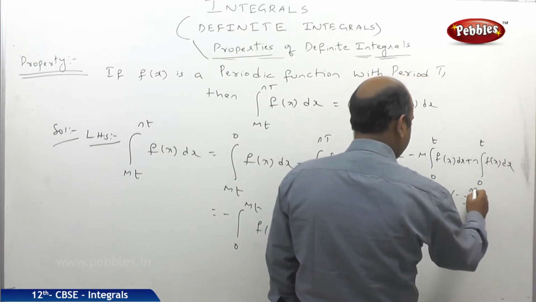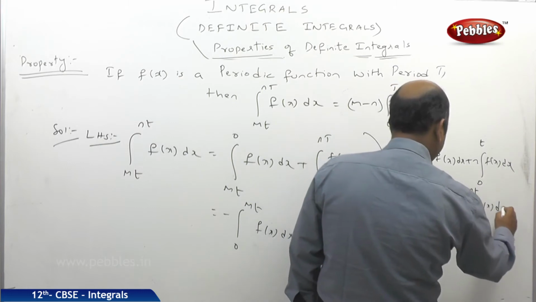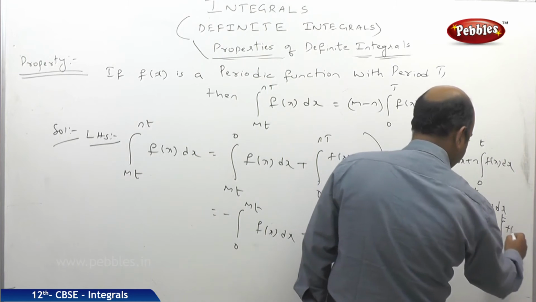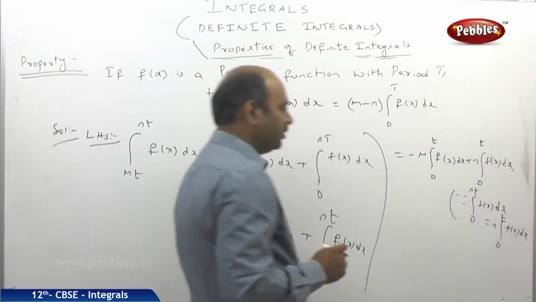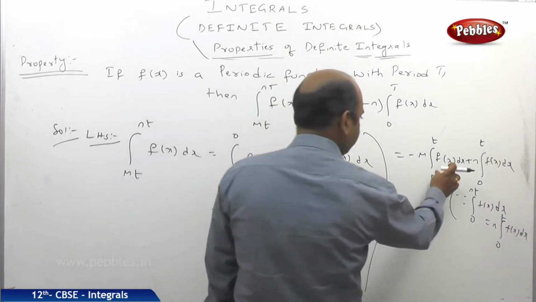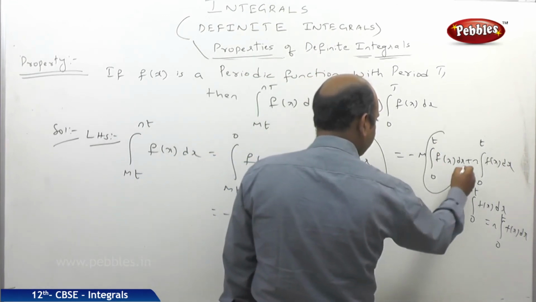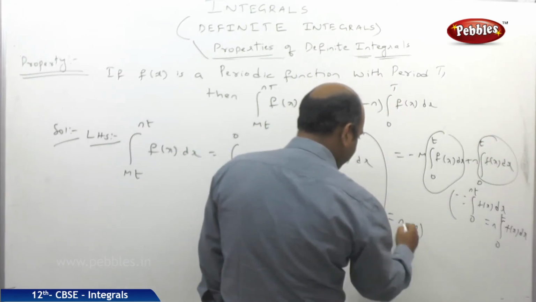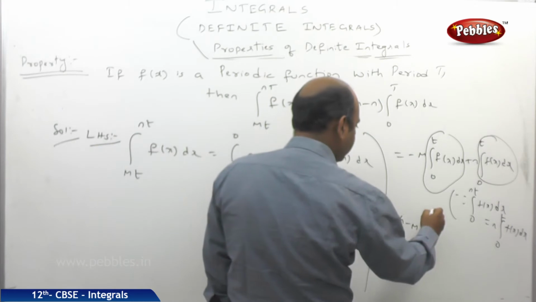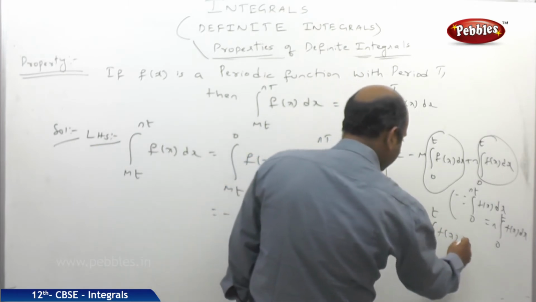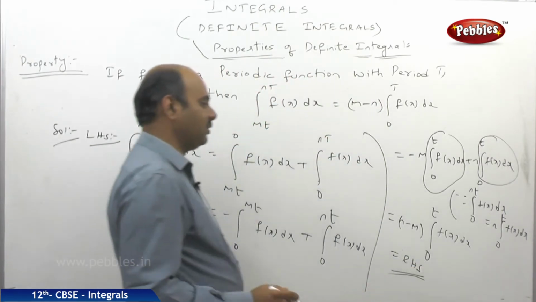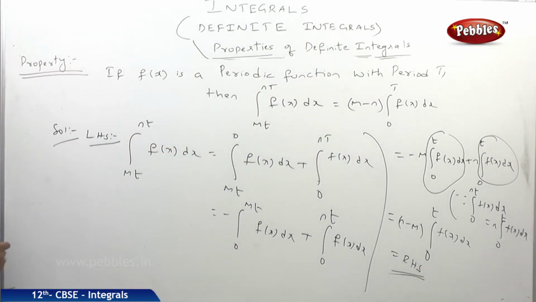Integral of 0 to nt f of x dx is equal to n into integral of 0 to t f of x dx. So finally I think this particular thing and this particular integral both are common, so I can take n minus m outside. Finally it gives rise to integral of 0 to t f of x dx, that is equal to the right hand side. Therefore left hand side will be equal to right hand side. Please copy. This is also an important one.